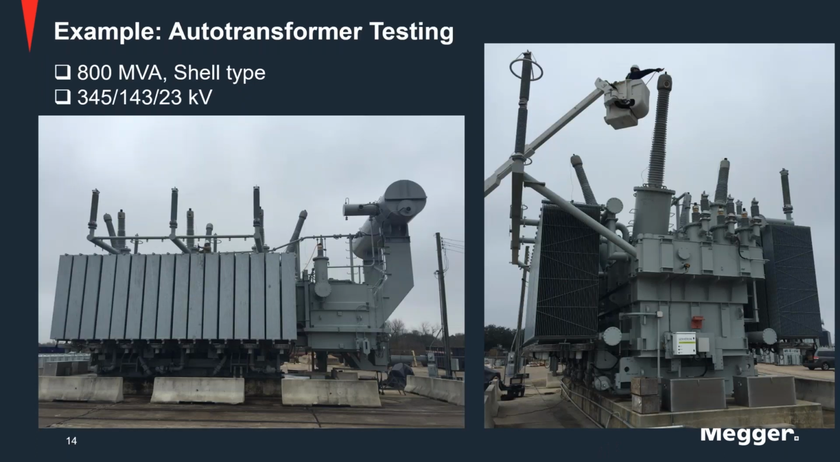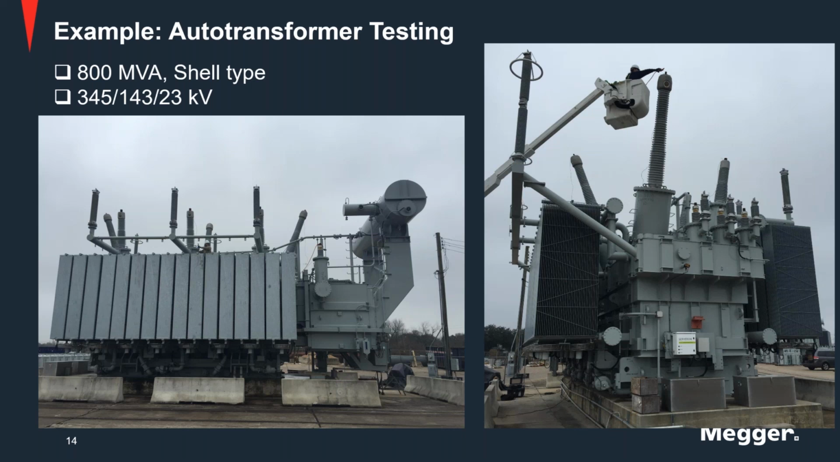So having discussed those principles, let's take a look at a quick example. This was an auto transformer. It was an 800 MVA shell type auto transformer, a fairly large transformer. And it had three windings. The primary was 345 kV, the low voltage was 143 kV, and the tertiary was 23 kV.